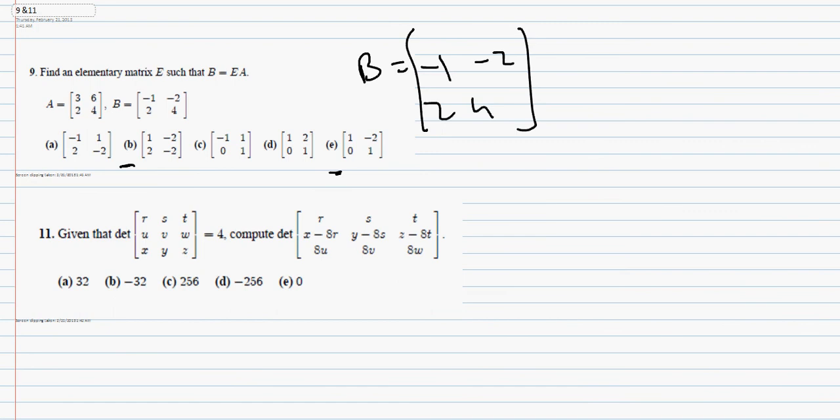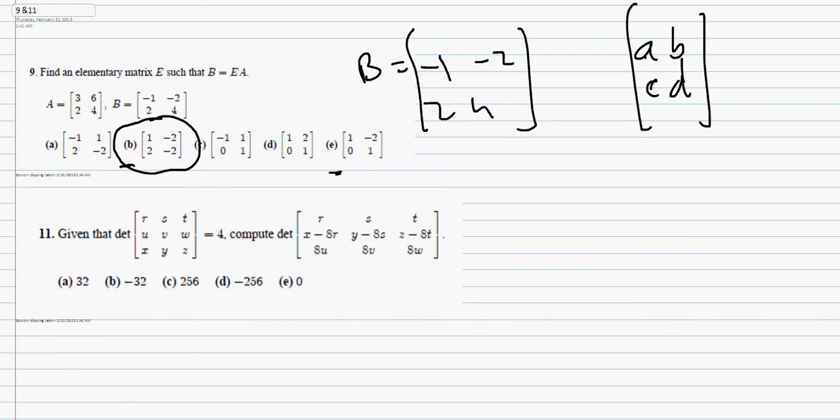And when you test the method, you'll find that B is the best answer, and you will get these numbers when you multiply E, which I can just write as A, B, C, and D, with A. What is A? A is 3, 6, 2, and then 4.